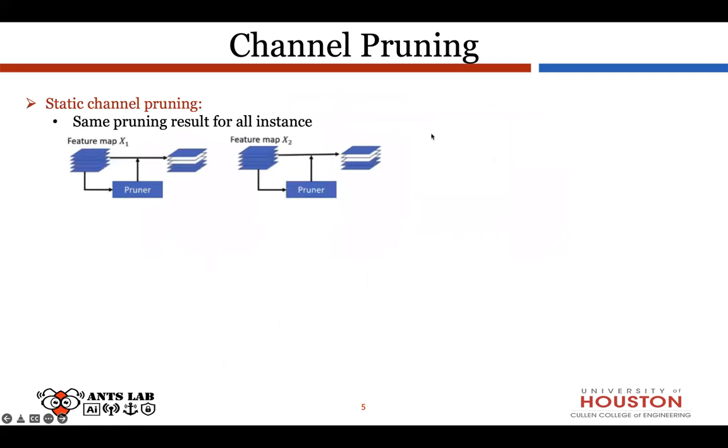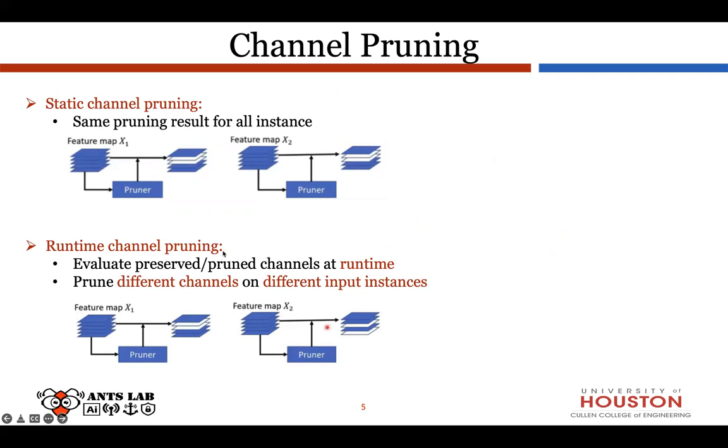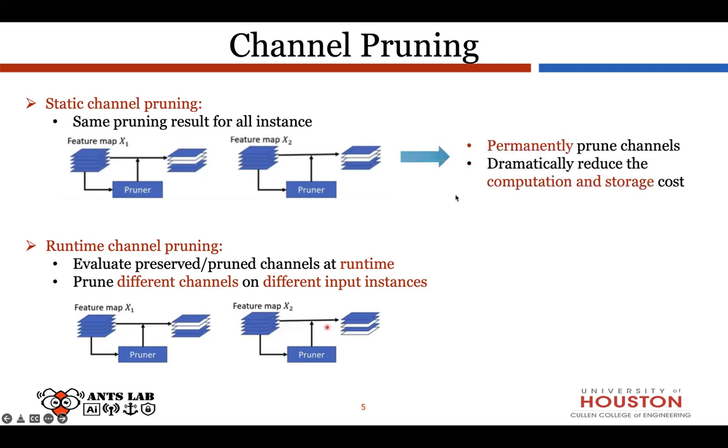And most channel pruning approaches can be categorized into 2 types. One is static channel pruning, and the other one is runtime channel pruning. Static channel pruning aims to evaluate the performance of each channel over the whole training dataset and remove the least important channels to minimize the loss of performance after the pruning. So in this static pruning approach, although we have different input features, we have the same pruning structure. So it can permanently prune some features and dramatically reduce the computation and storage cost.